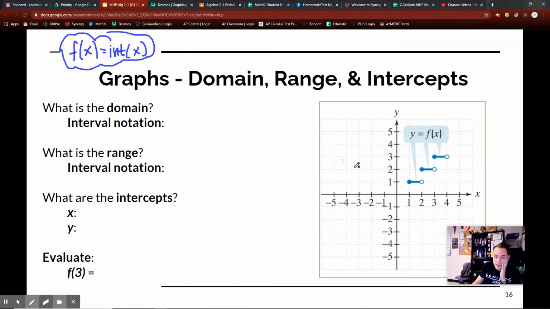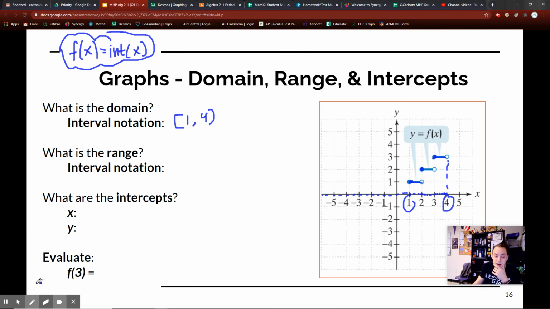What's my domain? Where does the graph start existing? It starts existing on my x-axis at 1. And that's included. And just because it kind of step ladders up here doesn't mean anything, okay? It means there's always something to connect to it. There's always a solid dot to connect to it. So that still exists. Where does it stop connecting to something? 4. That's where it stops connecting to something, and that's going to be parentheses.